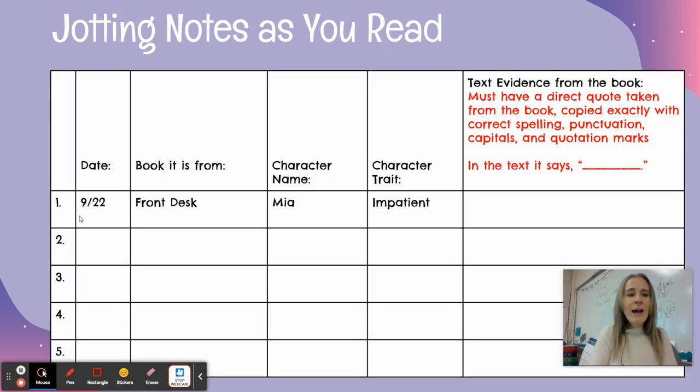So if we fill this out, we'd put the date, the book title, the character name, the character trait, and then we would type in, you're not going to copy and paste, you're going to type in the direct quote taken from the book, copied exactly with correct spelling, punctuation, capitals, and quotation marks. And guys, it's right up here. If you don't remember all those things, I keep it right at the top of the chart so that you can easily remember. And like always, when we cite text, we're going to say in the text it says, or some variation of that. I don't care if you use that exact wording, but you do need to use a transition phrase and you do need to use quotation marks.